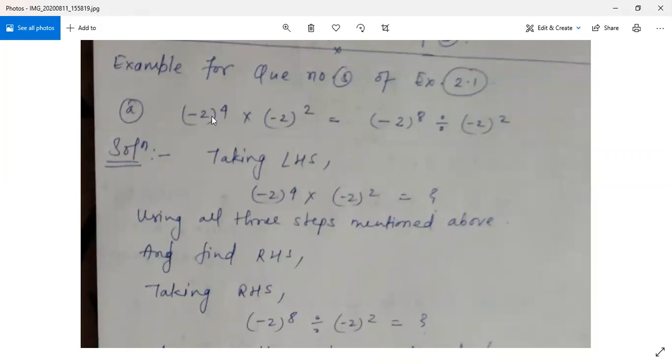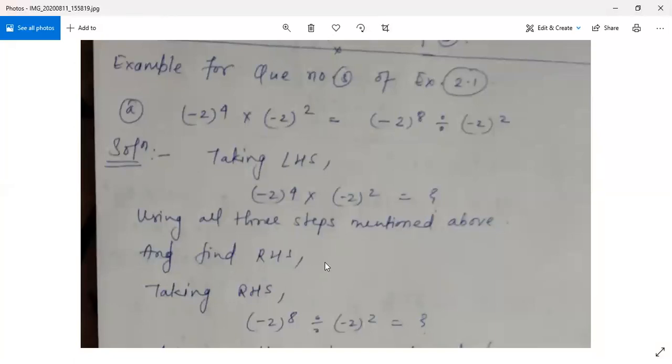It is (minus a) to the power 4 into (minus a) whole square is equal to (minus a) to the power 8 divided by (minus 2) whole square. So in this question, first of all, you have to solve the left hand side part. In the left hand side part, you will find the value the way you found it in the previous question, using all three steps mentioned above.